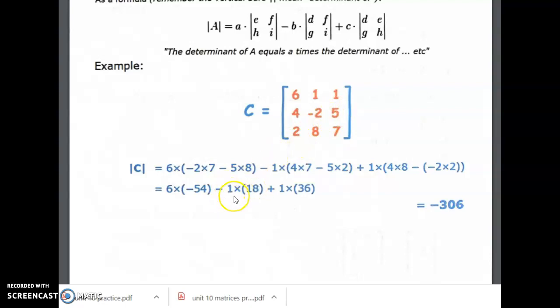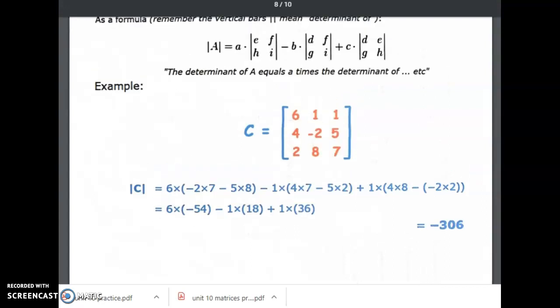So that's how we got this number. And then we add 1, and we eliminate these numbers now and focus on this 2 by 2 matrix. We multiply 4 times 8 minus negative 2 times 2. So it's 32 plus 4, or 36. And then the last step would be to combine all these numbers. 6 times negative 54 minus 1 times 18 plus 1 times 36 gives us negative 306. That would be the determinant for that 3 by 3 matrix.